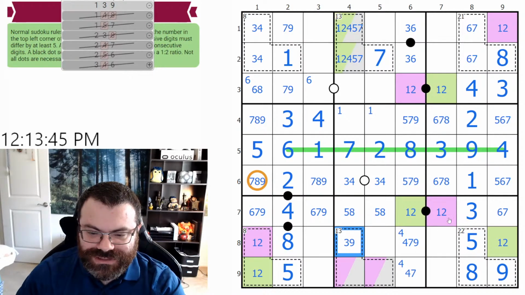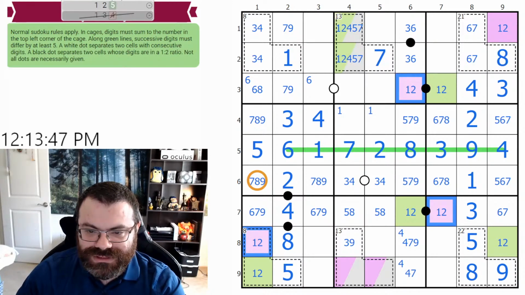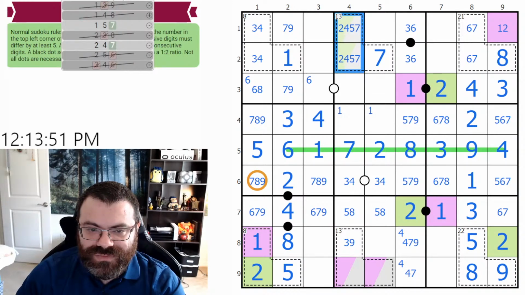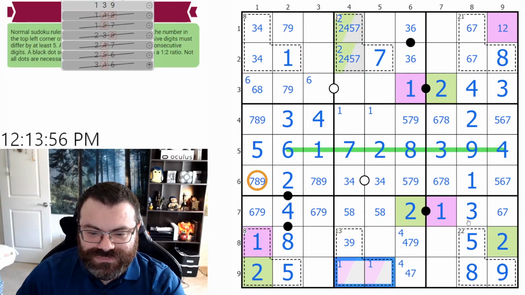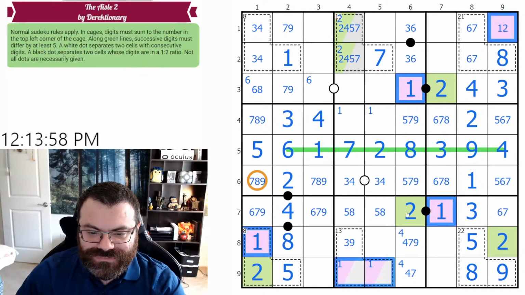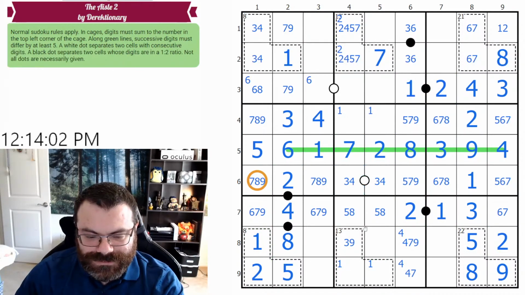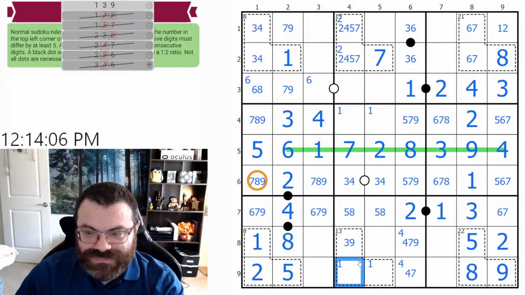So it's 1, 3, 9. So we know that purple is 1. We know that green is 2. There's not a 1 in here. There's a 2 in here. And there's a 1 in one of these. And we can get rid of all the coloring here. So this is 1, 3, 9. Place the 9.